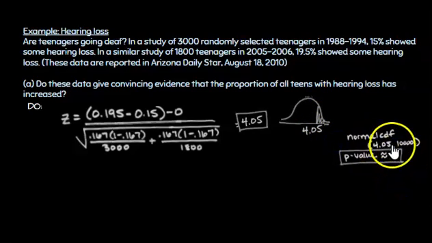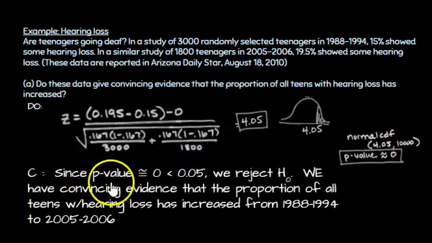And I find that using my calculator, I get a p-value of approximately 0. Meaning it probably was like some number times 10 to the negative 7, which is basically 0. So be aware of that. So it's approximately 0 p-value. Then I can draw my conclusion. Since the p-value is approximately 0, which is less than 0.05 or alpha, we reject the null hypothesis. We have convincing evidence that the proportion of all teens with hearing loss has increased from 1988 to 94 to 2005 to 2006. Okay?